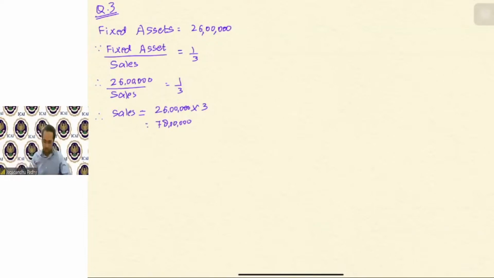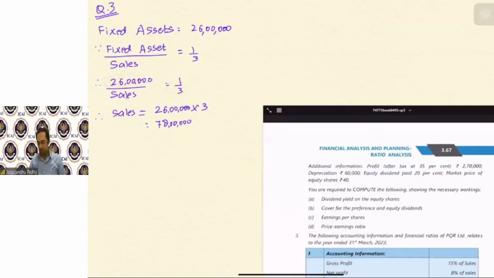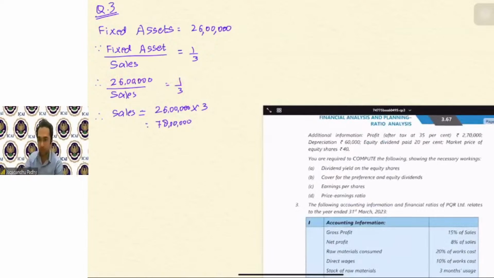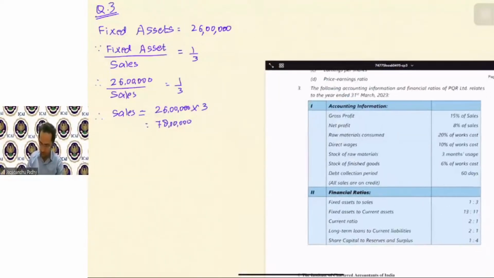Okay. So sales is 78 lakh, guys. So sales was 78 lakh, which is simply 26 lakh into 3. We have got the sales value. Now let's look at some more ratios which will be useful for solving this. Since we got the sales figure, now we can easily get the gross profit, net profit, raw material consumed.